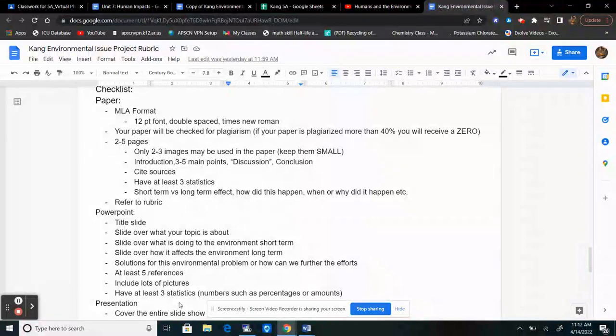Just overall, the paper itself will be 12-point font. It will be double spaced and in Times New Roman. Your paper will need to be about 2 to 5 pages. Now, if you've never written in double space before, a 2-page paper, double spaced, is actually equal to a 1 single page paper. So again, it's on the shorter end. It's not too much, to be honest.